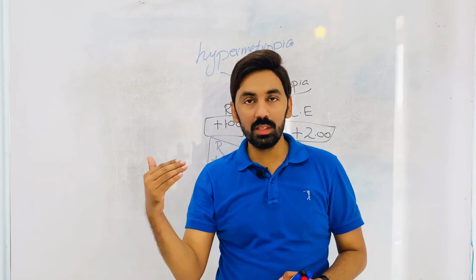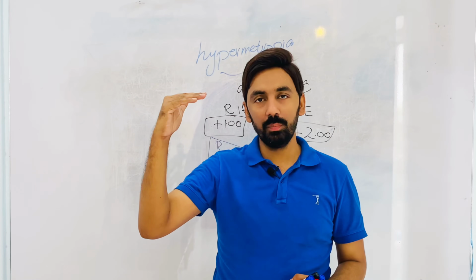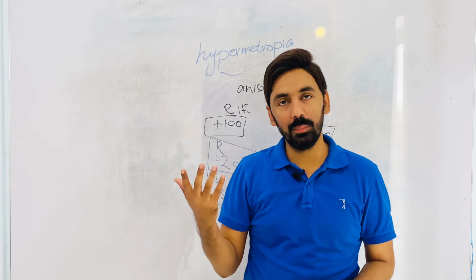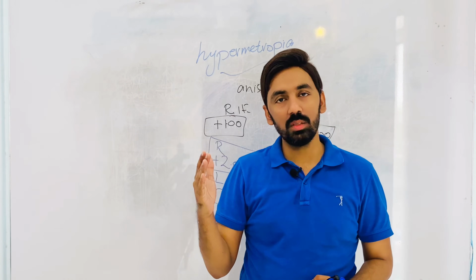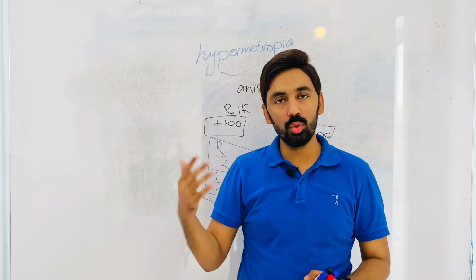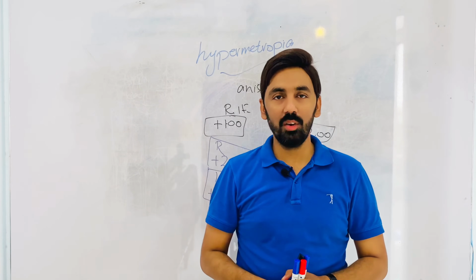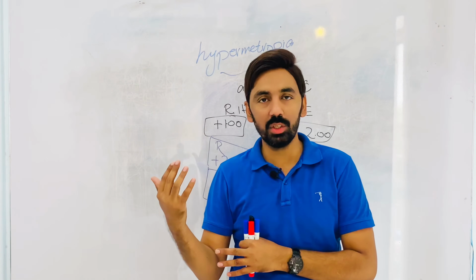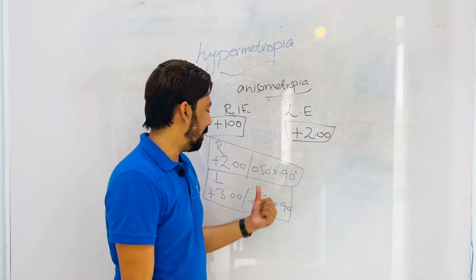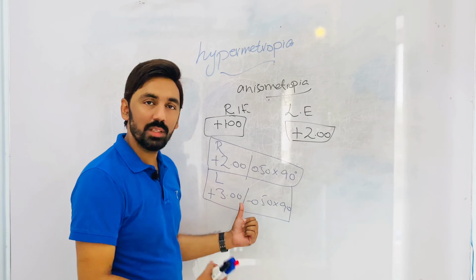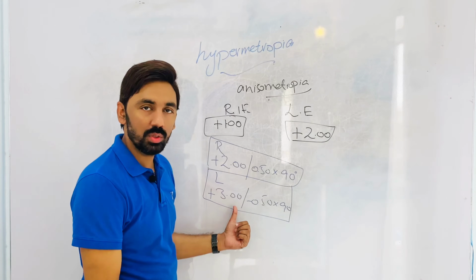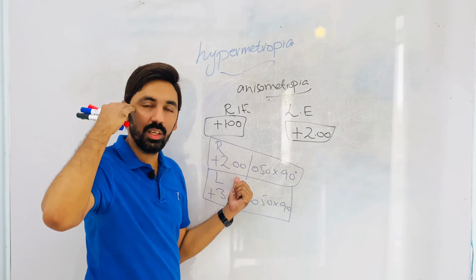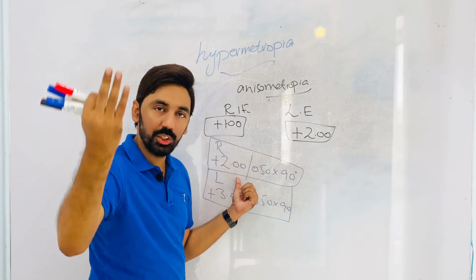So in one case, the brain is increasing the accommodation. When I'm saying increasing accommodation, the brain is actually increasing the plus power, because the patient was an uncorrected hyperope. So he was overcoming his or her refractive error with the help of the accommodation, increasing his plus power with the help of the accommodation.